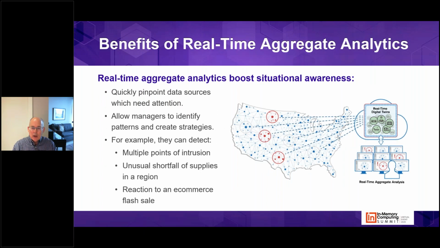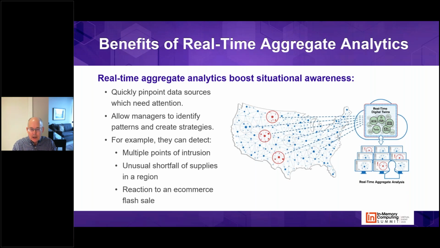So some of the benefits of aggregate analytics, which can be incorporated into the real-time digital twin model, are that it can boost situational awareness. We're going to talk for the rest of the talk about aggregate analytics and what its value is and how it helps boost situational awareness and how it's implemented within the grid. Real-time analytics can quickly pinpoint the sources that need attention, as we saw in those examples, and allow managers to craft strategies to respond to them.